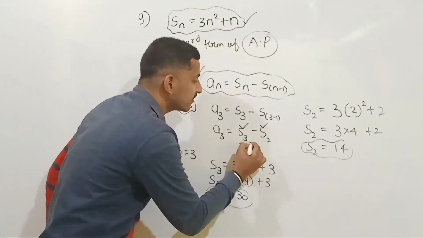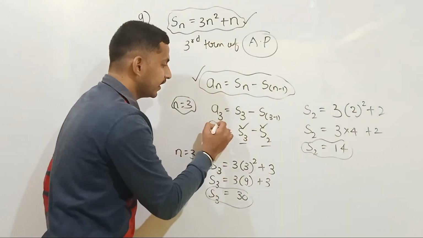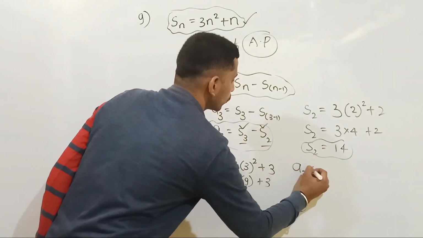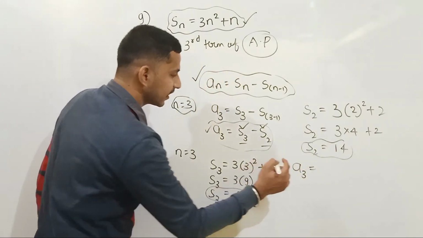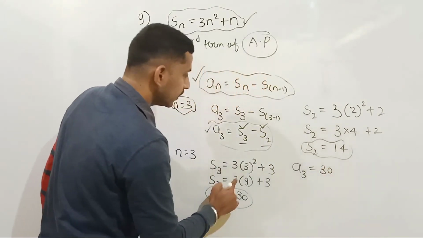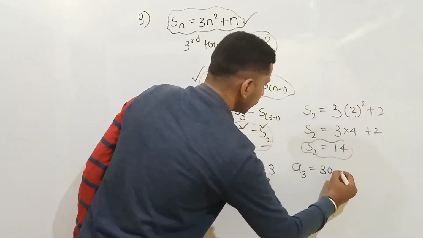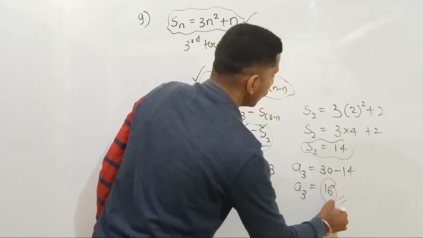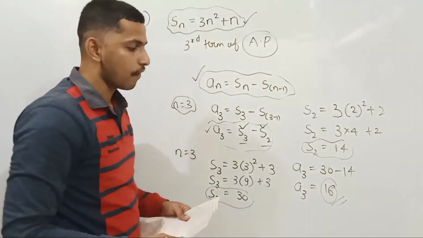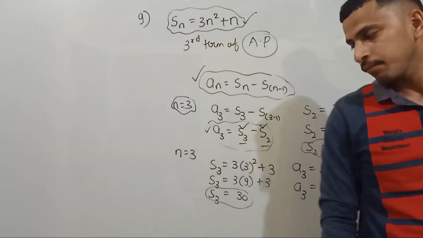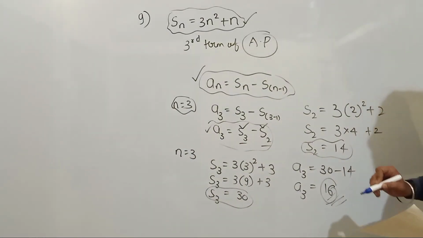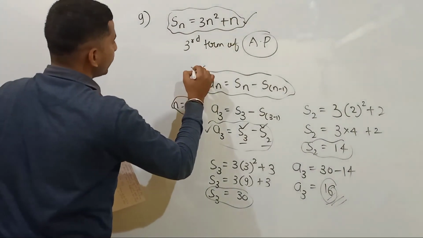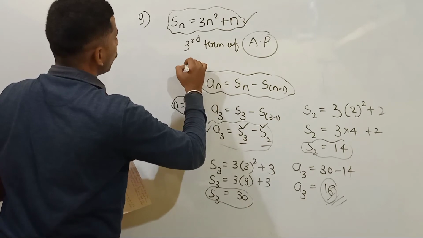Now we have found s3 and s2. When we substitute them in this formula, we will get a3, that is a3 is equal to s3 minus s2. What is s3? 30. What is s2? 14. That is a3 is equal to 16. The value of the third term of this AP is 16. Please go through the formula. This is a very, very important formula.